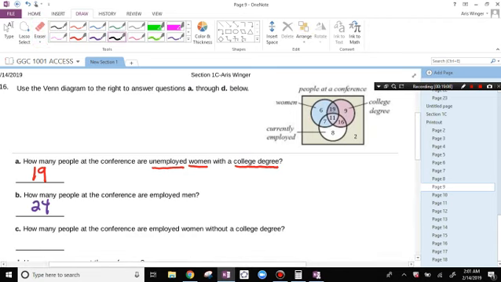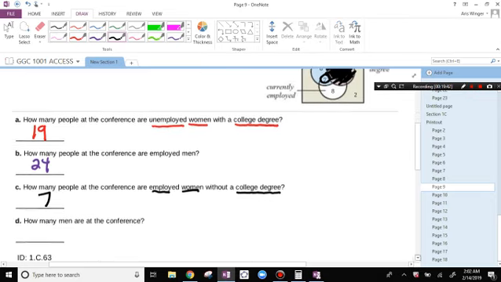How many people at the conference are employed women without a college degree? No college degree. No college degree. No college degree. Here are the women. Employed women without a college degree.